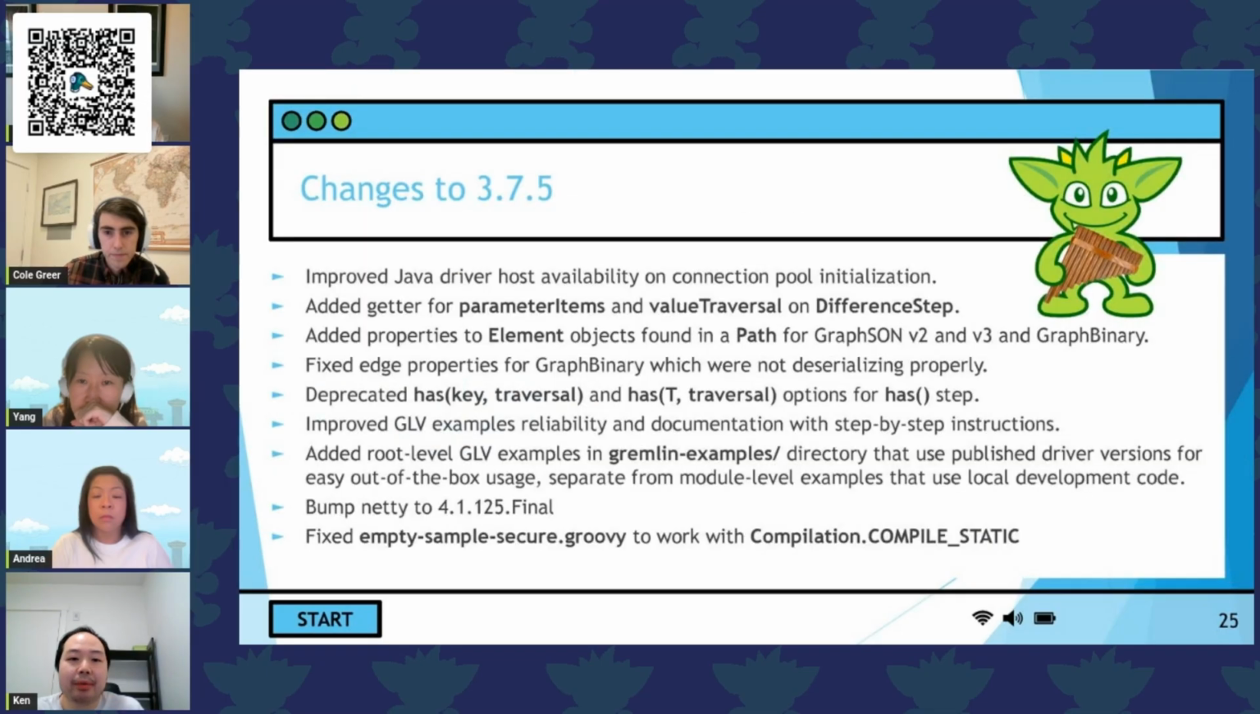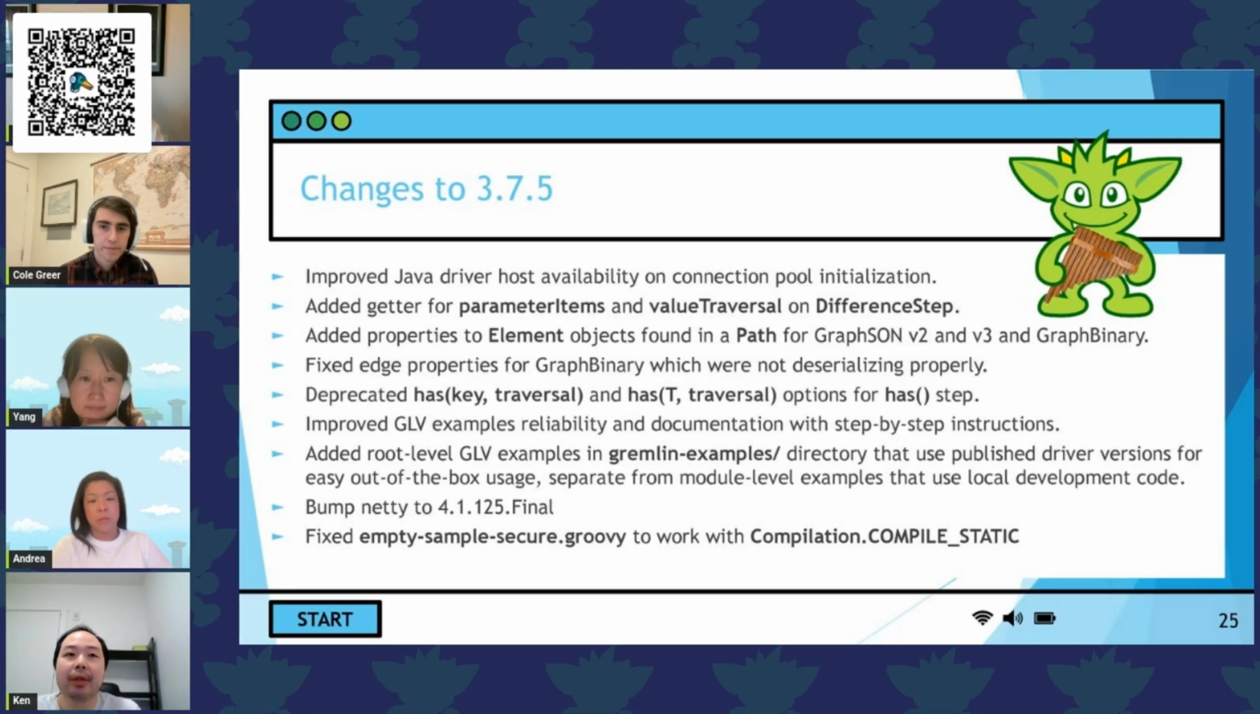Moving on to the next thing, the changes in 3.7.5. Along with the 3.8.0 release, there was a release for 3.7.5. The slide here is just a copy of what was in the changelog. It's much smaller compared to 3.8. But as a reminder, these changes also exist in 3.8.0 as well.